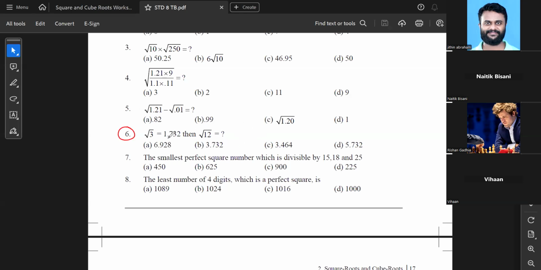Now in the sixth one, where root 3 is this number, how much is root 12? So for root 12, I'll break this number as 4 multiplied by 3. 4 comes out of the root as 2, so it becomes 2 multiplied by root 3. Since I know root 3 is 1.732, I'll substitute the value. 2 multiplied by 1.732 becomes 3.464. Your answer is option C.